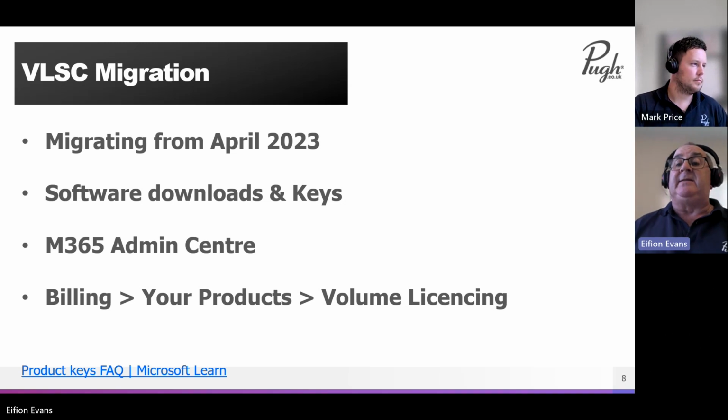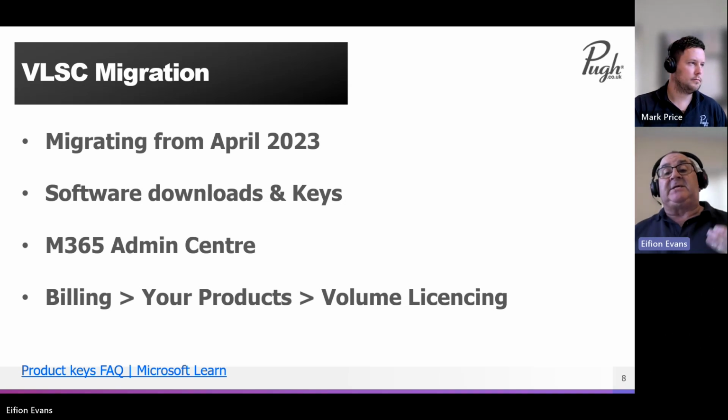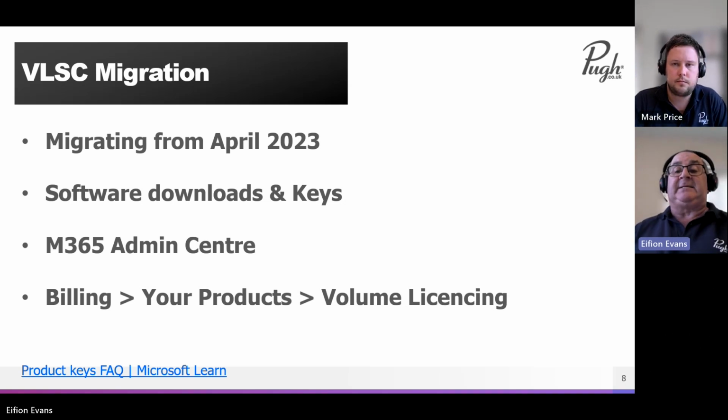So you will just sign in there as you would normally to administer your Office 365 tenancy. If you go to the billing tab and then to your products and volume licensing, and then to downloads and keys, you can get all your downloads and keys from that link. So just something to be aware of. And if you do go to the VLSC, I think there is a link in there to take you to here anyway, just as a reminder.